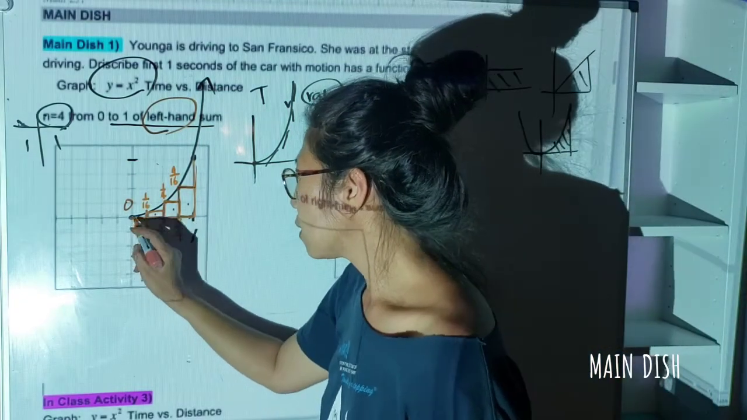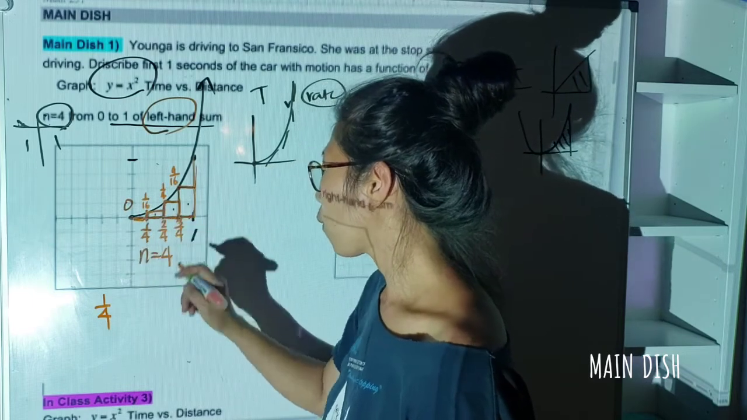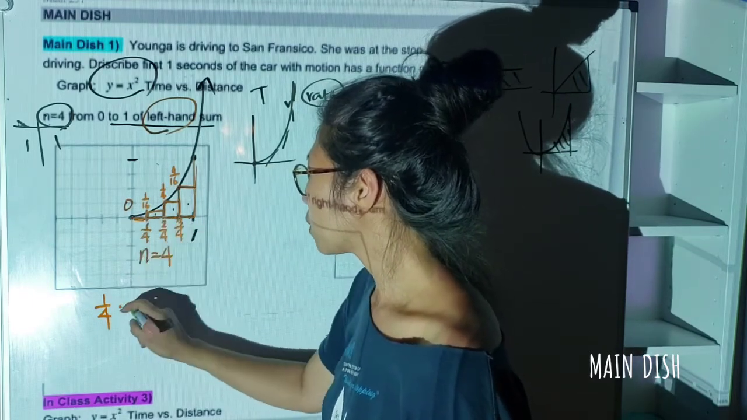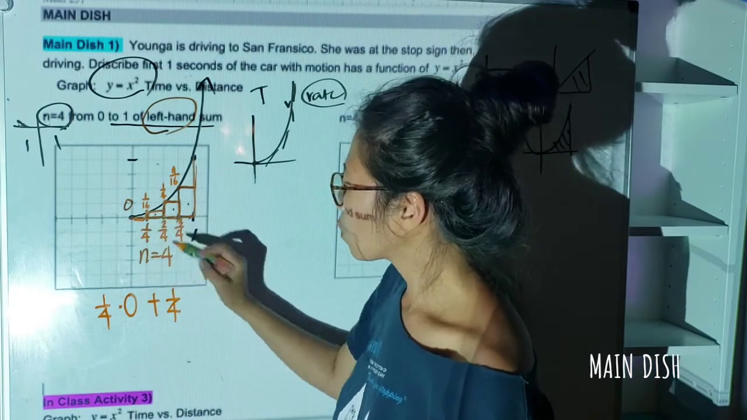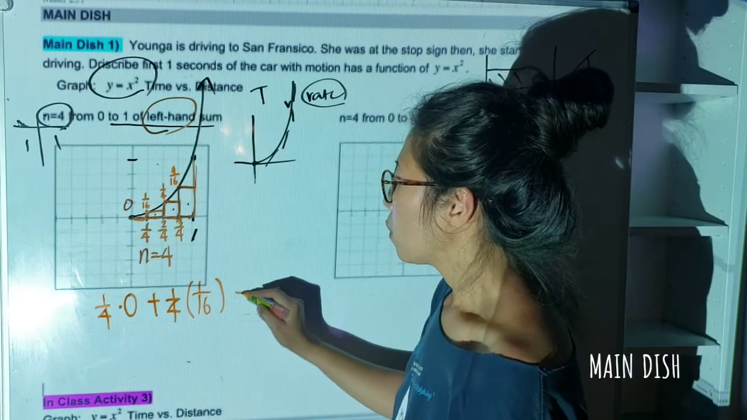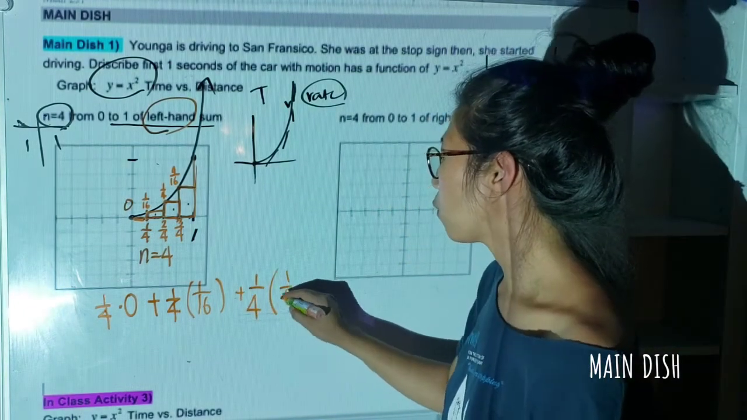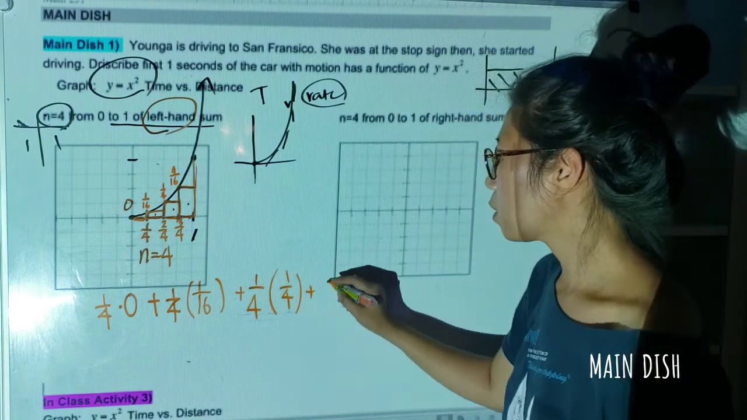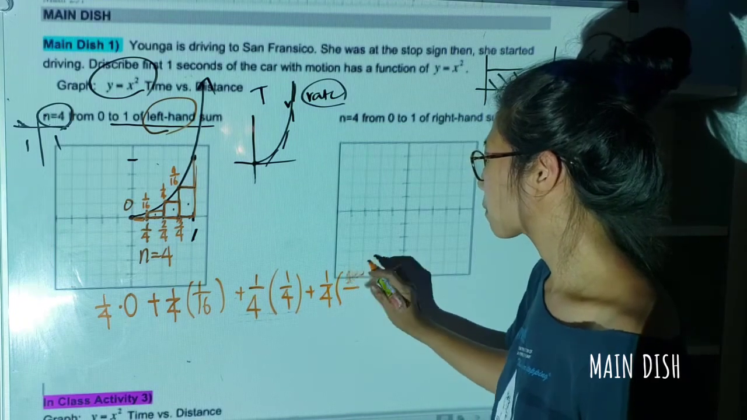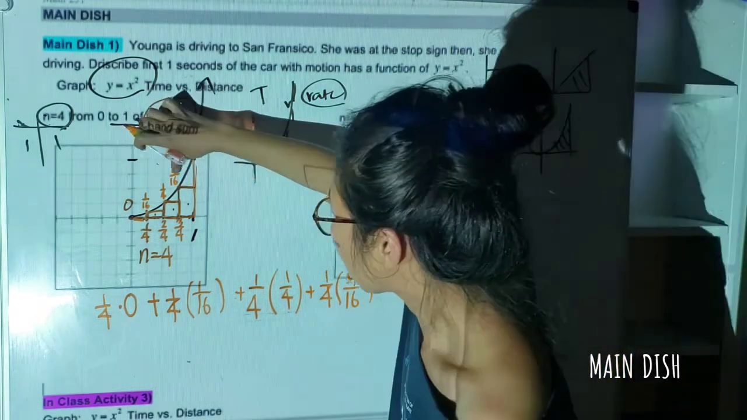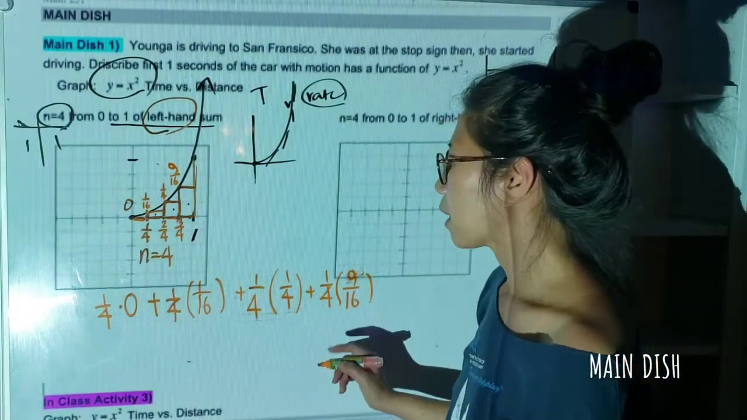So do you see that my base is 1 over 4 since it's divided into 4? Then the height is going to be, in the first case, 0. In the second case, my base is 1 over 4 and the height is 1 over 16. The third one, my base is still 1 over 4, the height is going to be 1 over 4. And then the last one, I have 1 over 4, and the height is 9 over 16. Looks like 4, right? 9 over 16. So I have those 4 rectangles that I'm going to add.